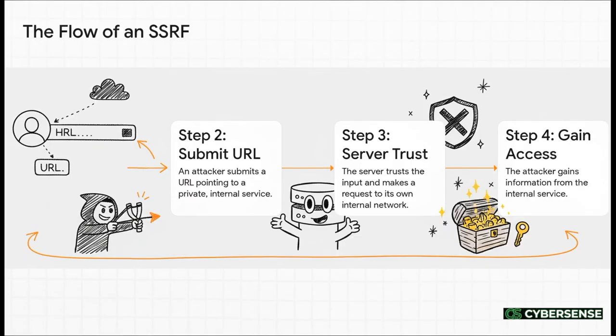Let's walk through how this actually plays out. It's simpler than you might think. Imagine a website has a feature where you can upload a profile picture by giving it a URL, right? A normal person puts in a link to a photo of their cat. But an attacker, they give it a different kind of URL, one that points inward, like http://localhost/admin. The server, trusting the input, just follows the command. It reaches out to its own internal admin panel, and just like that, the main firewall is completely useless.